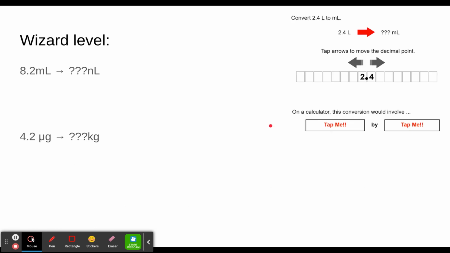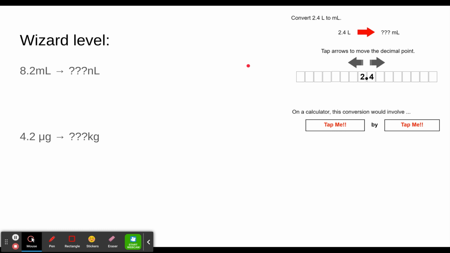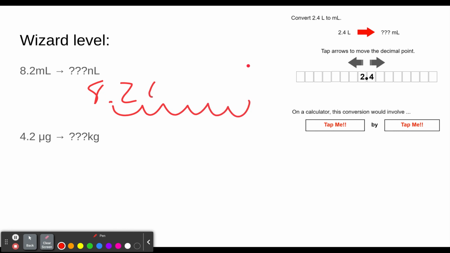Let's put that into practice. So here we have changing from milliliters to nanoliters, okay? Nano, yes. So milli is here. We're going to go 1, 2, 3, 4, 5, 6. We went 6 to the left. That means the decimal point's going to go 6 to the right. Okay, so we get our 8.2, and we move 1, 2, 3, 4, 5, 6.